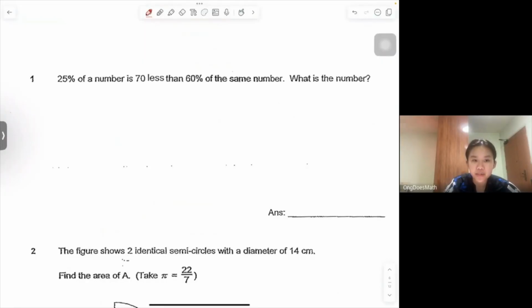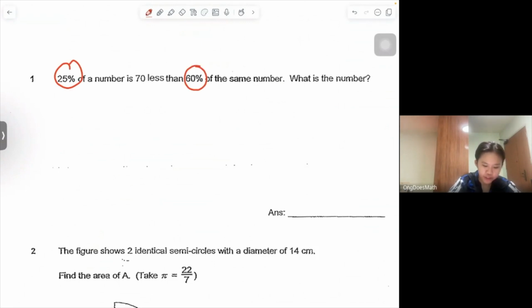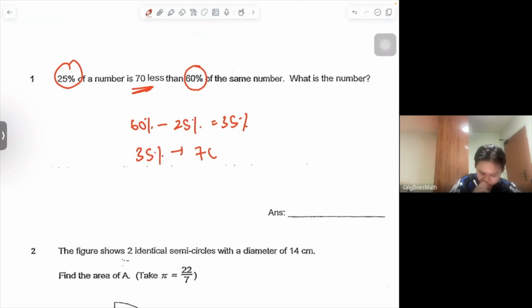Okay, so question 1. 25% of a number is 70 less than 60% of the same number. What is the number? If I take the difference in percentage, that actually equates to 70, right? So 60% minus 25% gives you 35%. So 35% will equate to 70. For Paper 2, you have a calculator, so take out your mighty calculator.